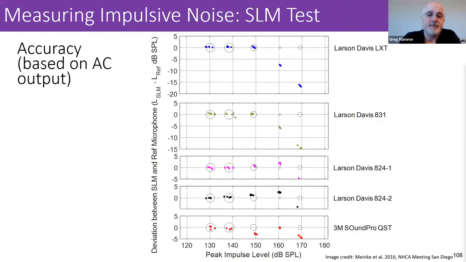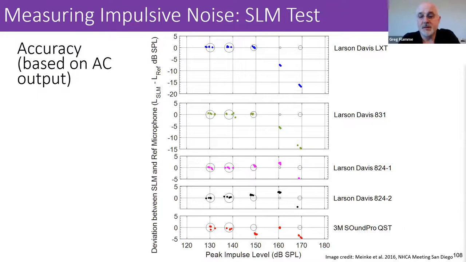Next slide, please. Taking a look at some of the devices that are out there, the Larson Davis LXT 831, a couple of the 824 models that we had access to, and then a 3M Sound Pro device. You can see the errors that are present here as the deviation between the colored symbols and the empty circles, which is where our lab standard tended to sit.